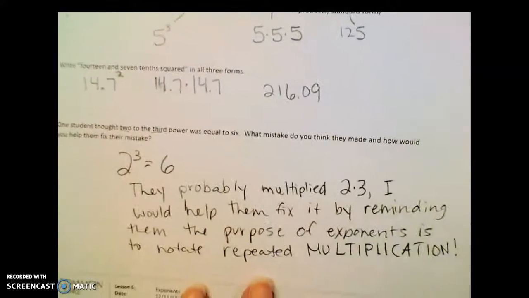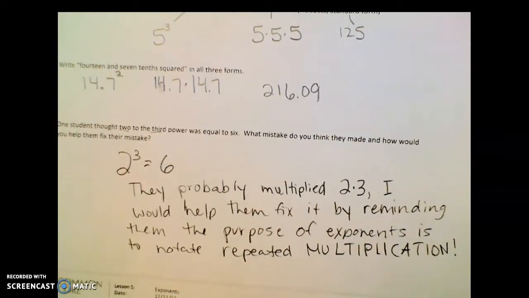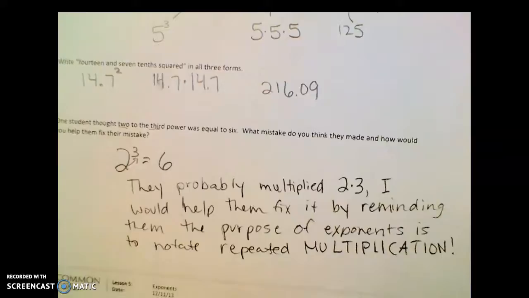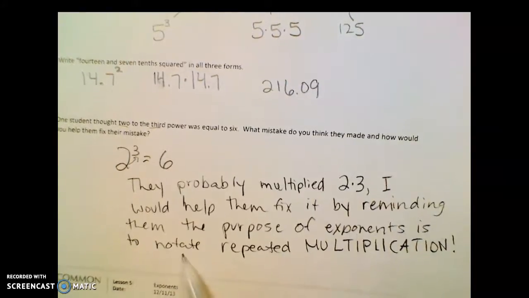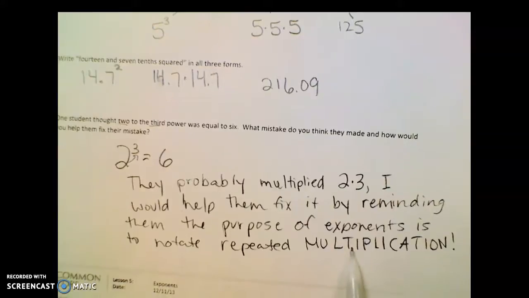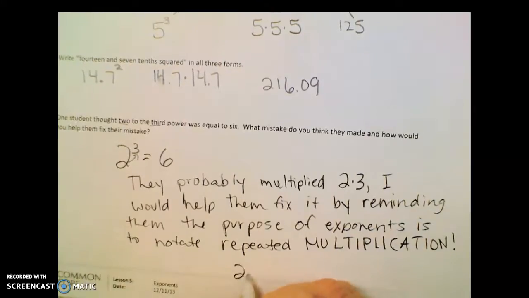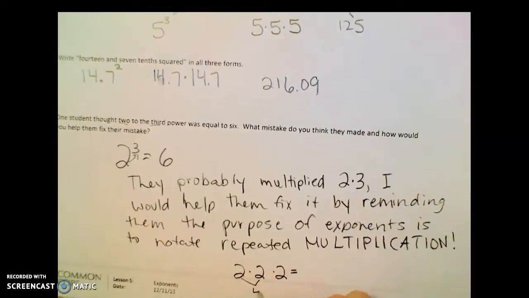Down here for this one, 2 cubed, or 2 to the 3rd power, if they said it was 6, what they probably did was multiply 2 times 3. How I would help them fix that is I would remind them that the purpose of exponents is to notate repeated multiplication. 2 times 3 is repeated addition. If I'm going to do repeated multiplication, I need to do 2 times 2 times 2, which would equal 2 times 2 is 4, times 2 is 8, not 6.